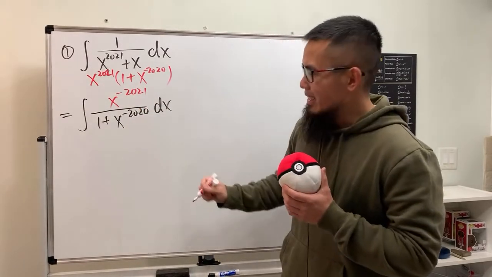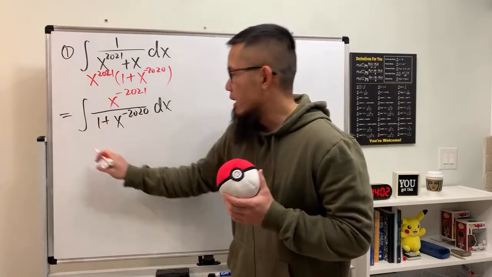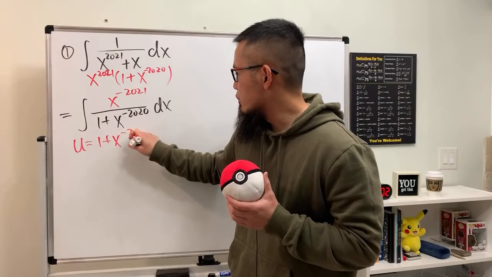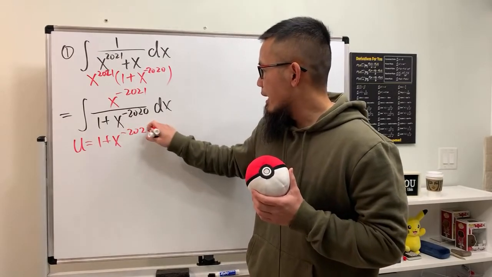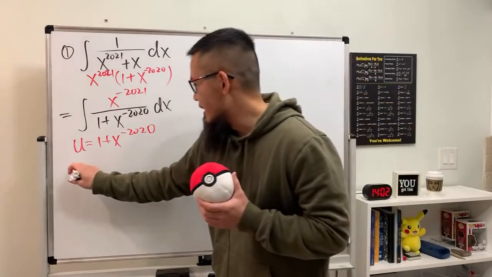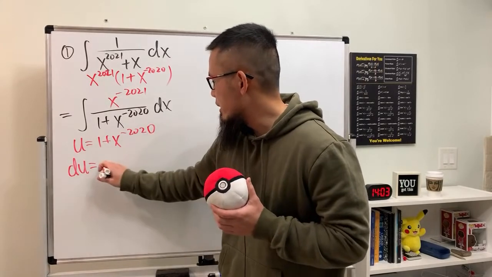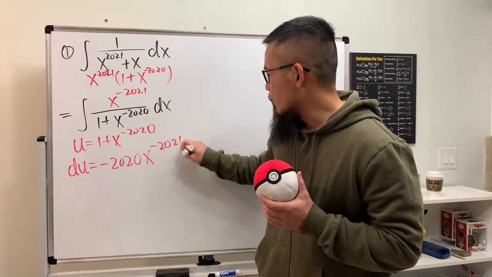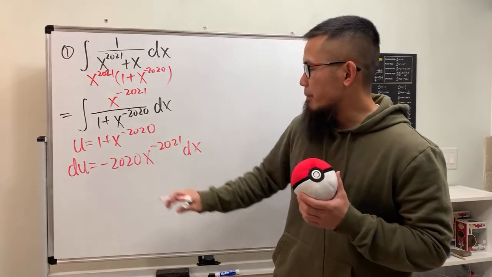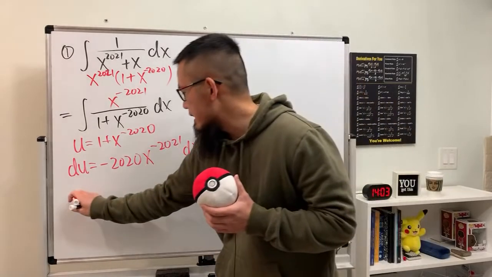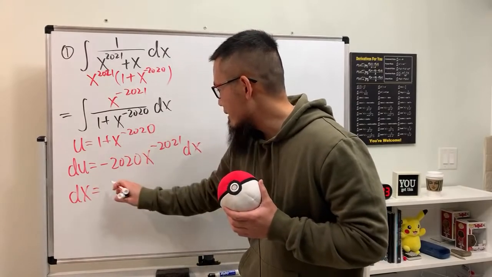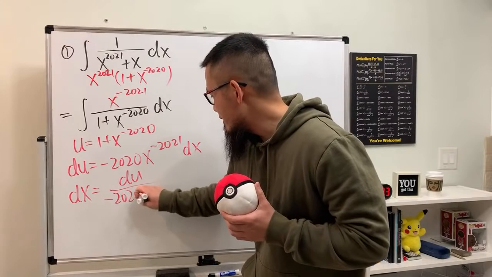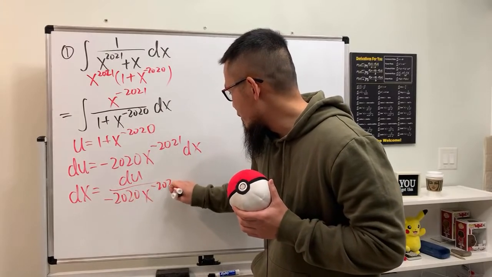Hopefully we do. Because right now we can just do u-sub, let u equal the bottom, let u equal 1 plus x to the negative 2020. And then we are just going to do the usual business. You see that du is just going to be negative 2020 times x to the negative 2021 dx. And I'm going to isolate the dx, so you will see that dx is equal to du over negative 2020 x to the negative 2021.